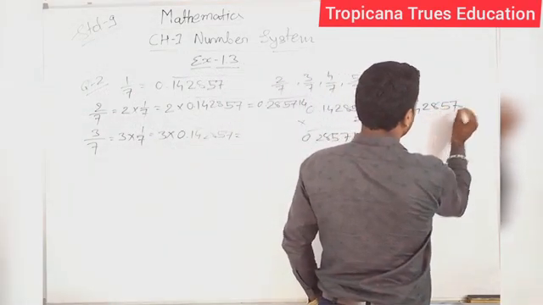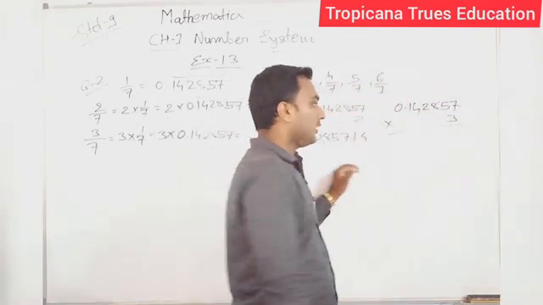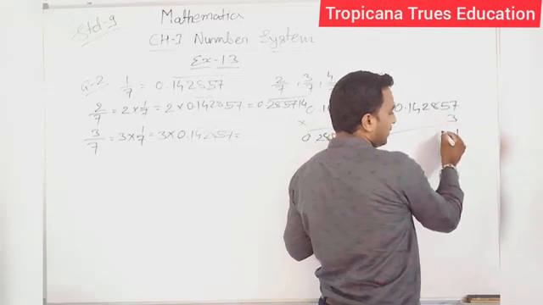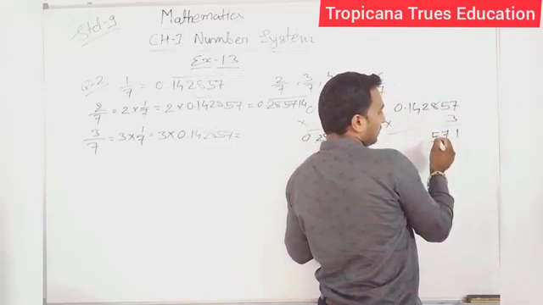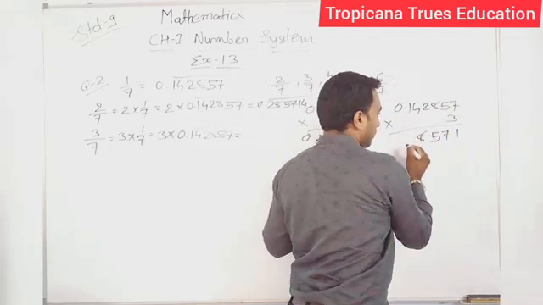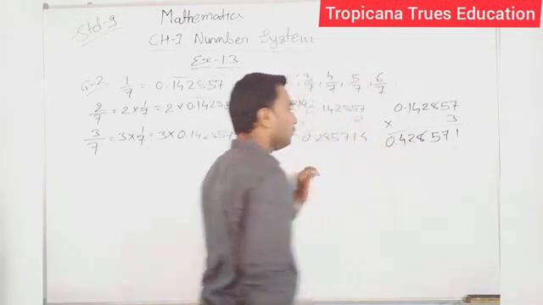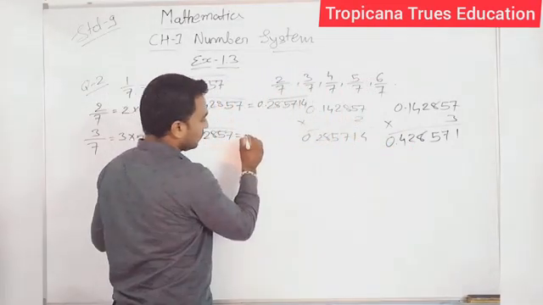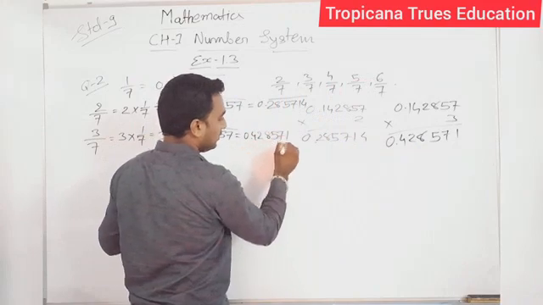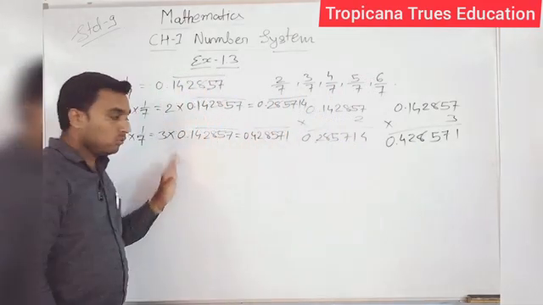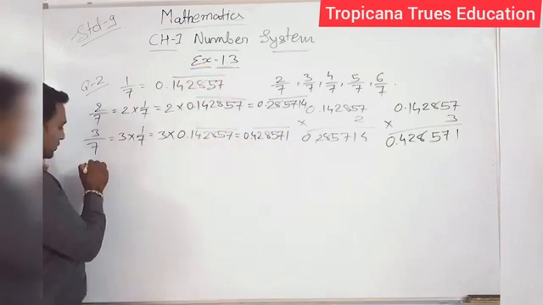Multiply this number. What will be your answer? 0.142857 multiplied by 3. Now here we know that 7 threes are 21, 1 and 2 carry, 5 threes are 15, 17, 1 carry, 8 threes are 24, 25, 2 threes are 6, 7, 4 threes are 12, 2 and 1 carry, 3 or 4. 0.428571 is your answer.